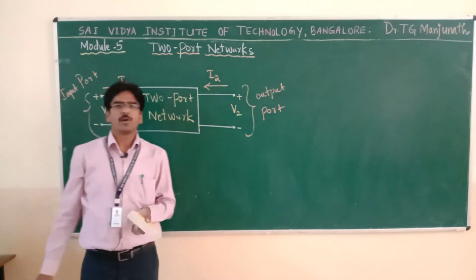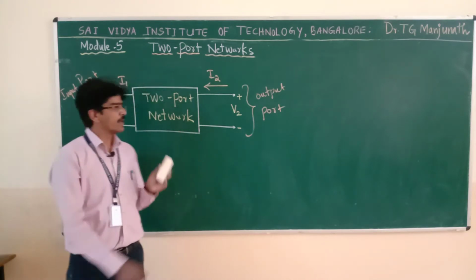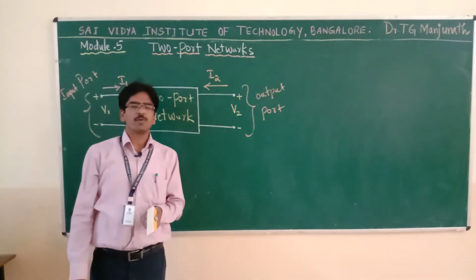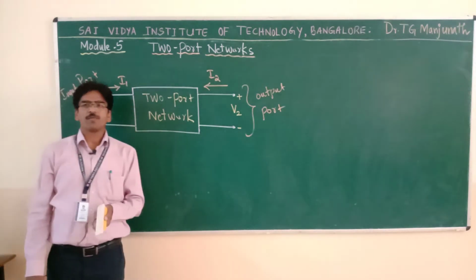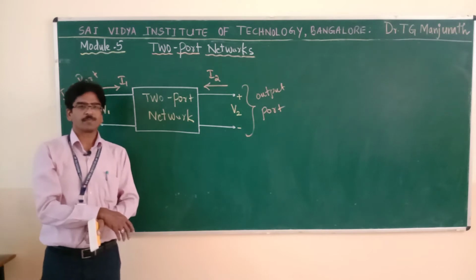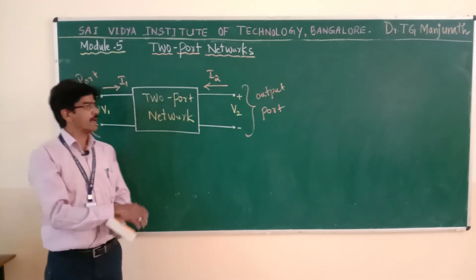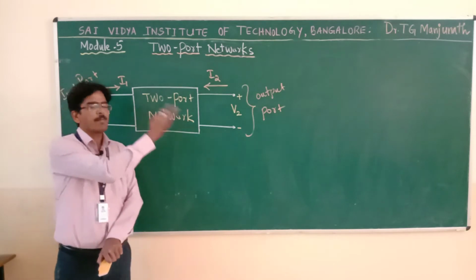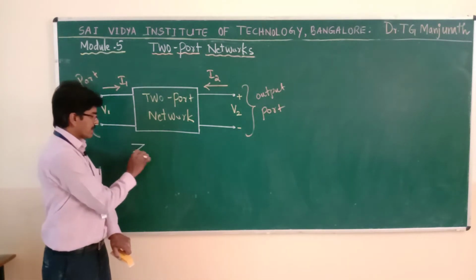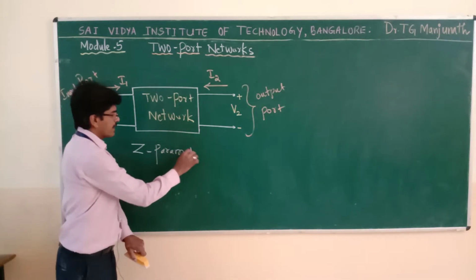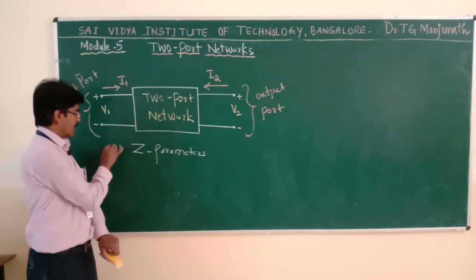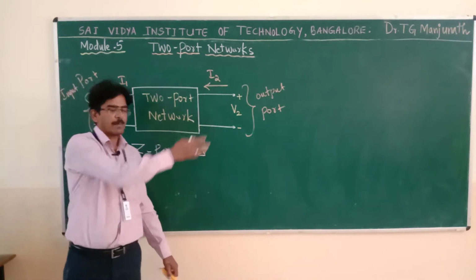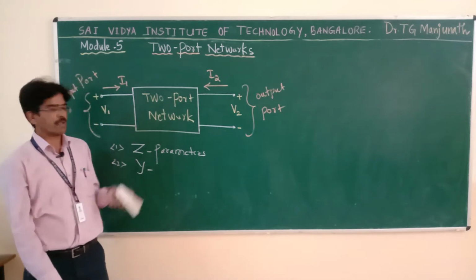Now, what is the use of representing a two-port network with two pairs of terminals and with four variables, two current variables and two voltage variables? It is possible to find many parameters for the given network. What parameters can you find? You can find impedance parameters, that is, the input impedance and the output impedance; these are called Z parameters. We can also find admittance parameters, that is input admittance, output admittance, and transfer admittance for the given network.